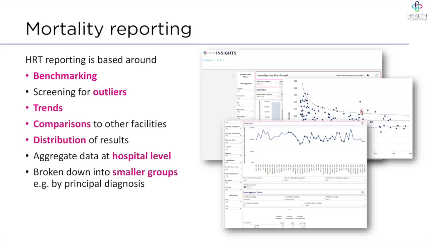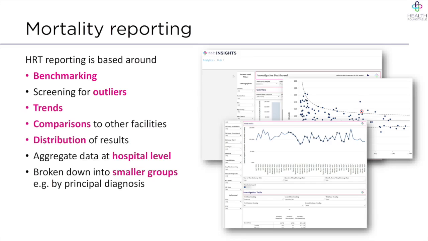So just a bit of context before we get into talking about the actual modelling side of this. The Health Roundtable reports on mortality rates to its members. Most of the reporting we do is around benchmarking. We're very much not an accountability organisation. We're not the government, so we're very much about innovation, benchmarking for innovation, and also we do some amount of screening for outliers for our members, and so that's a key part of what our mortality reporting is about.